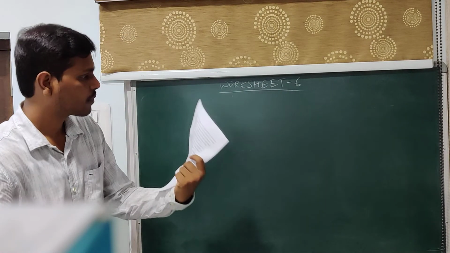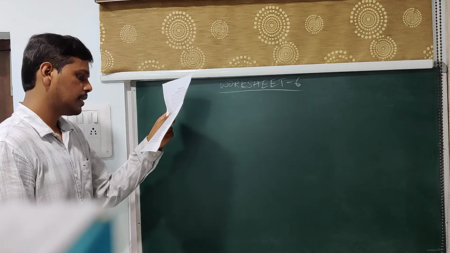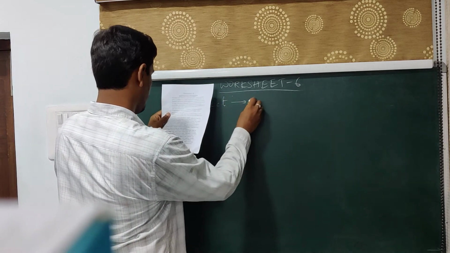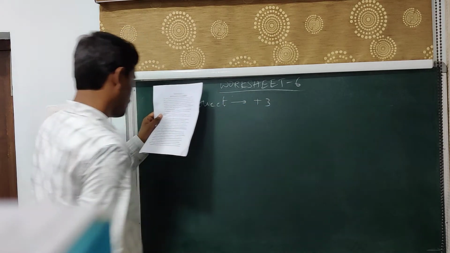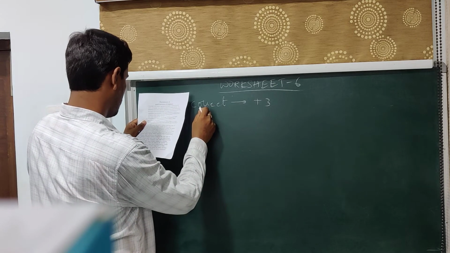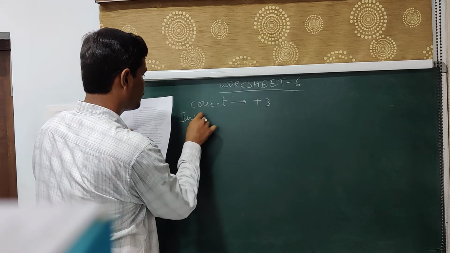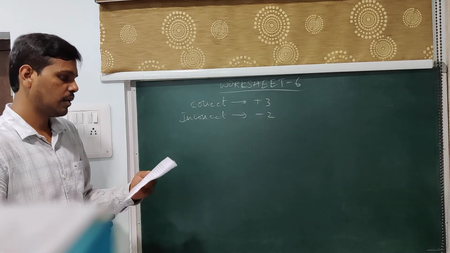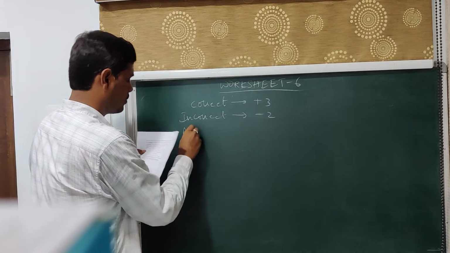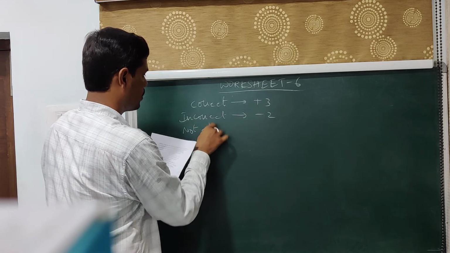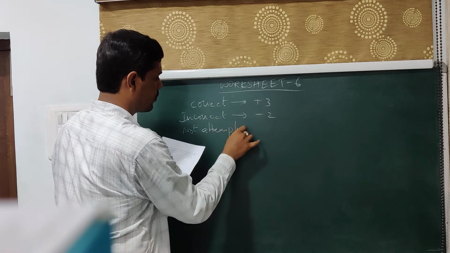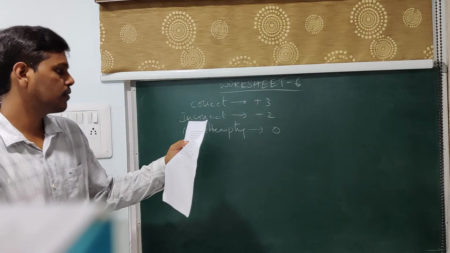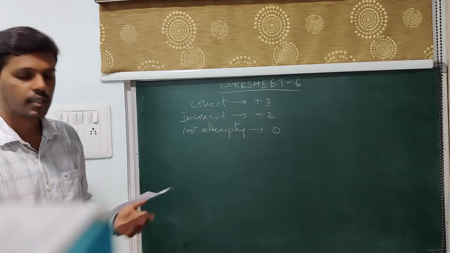Fifth question. In a class test, 3 marks are given for every correct answer. Single question again. For every correct answer, we are being awarded 3 marks. For an incorrect answer, minus 2 marks are being awarded. And for not attempting, no marks are awarded. No marks is indicated with 0. Now these are the initial details that are given.